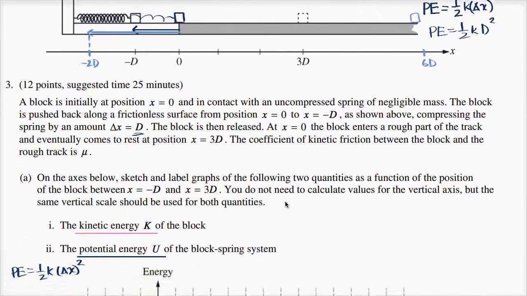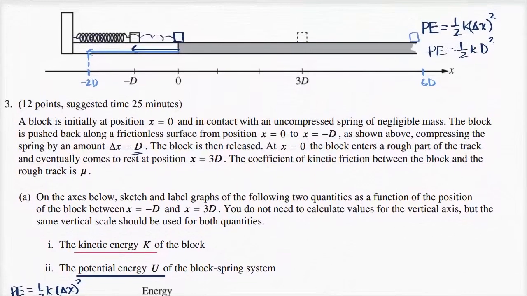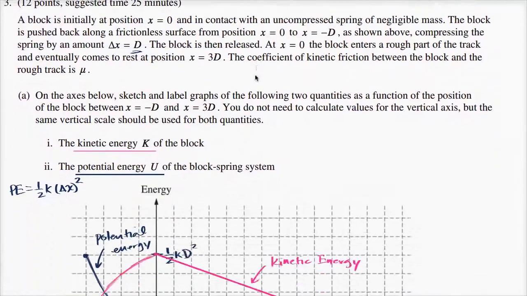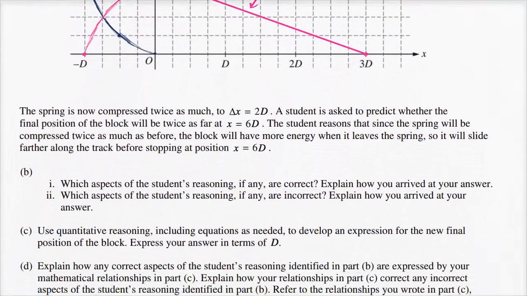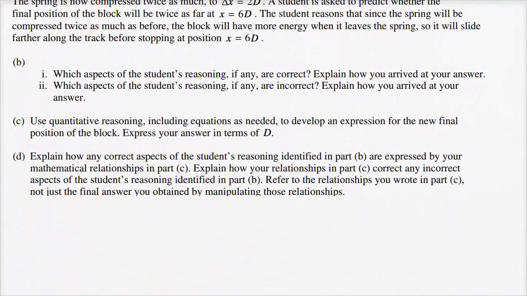Now let's see what the questions are here. And actually, let me put a question mark here since I'm not sure if that is exactly right. So we're in part B1. It says, which aspects of the student's reasoning, if any, are correct? Explain how you arrived at your answer. And then part 2 says, which aspects of the student's reasoning, if any, are incorrect? Explain how you arrived at your answer.